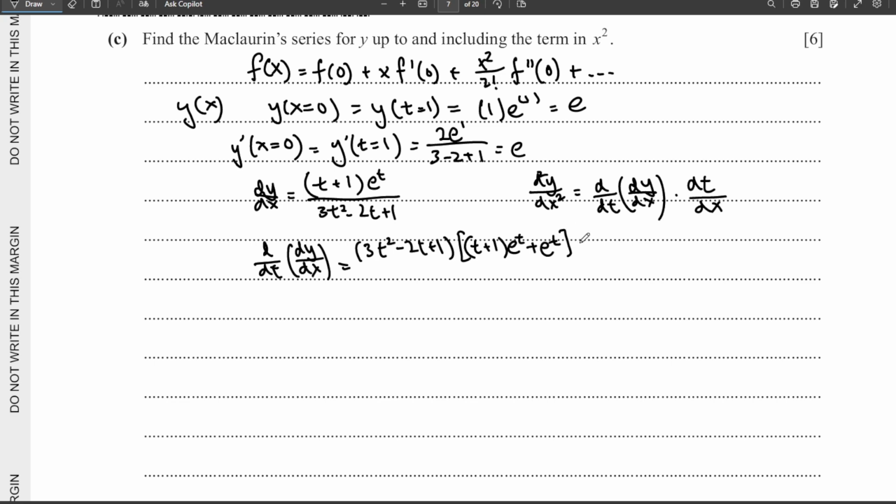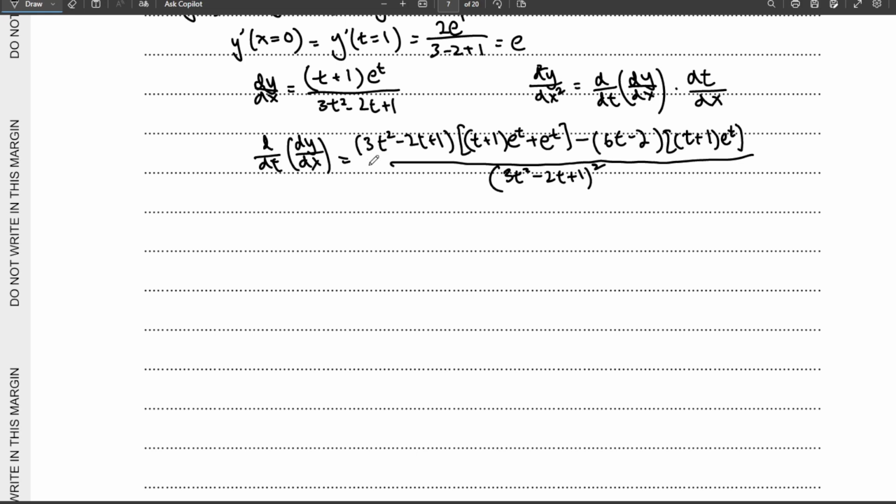Okay, so that's the first part of the quotient rule. Then I'll minus the derivative of the bottom, so 6t minus 2, and then I'll leave the top, t plus 1 times e to the t. Everything divided by the bottom squared. Okay, we square it like that. So that's just the first derivative differentiated with respect to t.